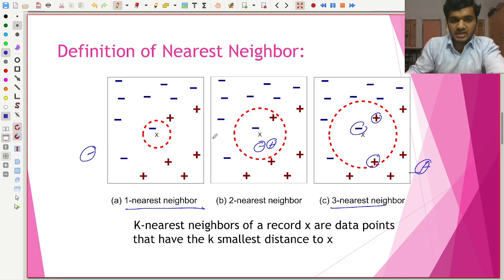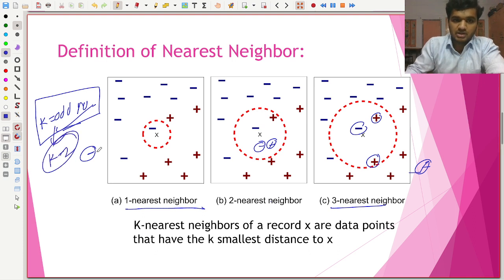For k nearest neighbor we assume k as an odd number, because it is better. If you assume k equal to an even number, this problem may be possible, like 1 is minus, 1 is plus. The k nearest neighbors of a record x are the data points that have the k smallest distances to x, where x is the new data point. Accordingly we define the 1 nearest neighbor, 2 nearest neighbor and 3 nearest neighbor.